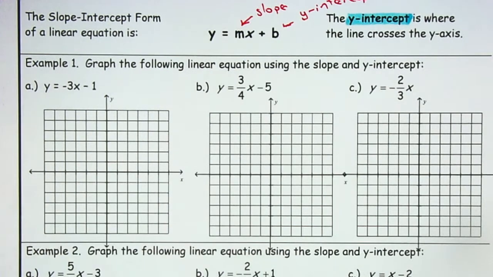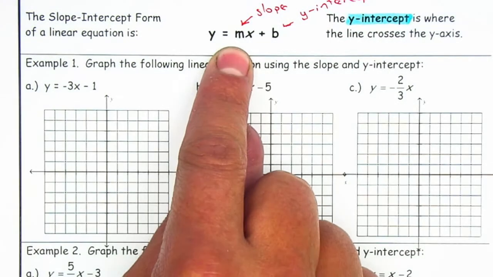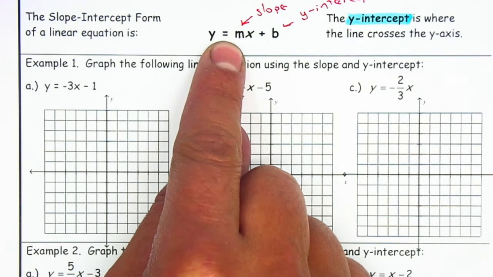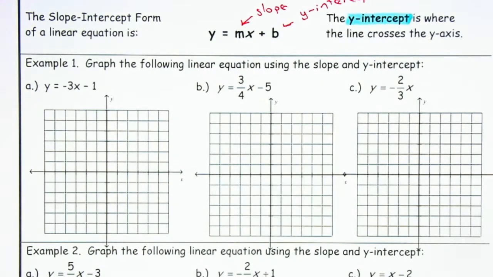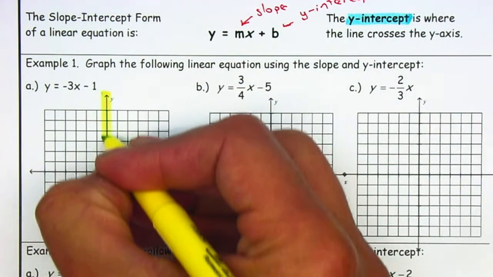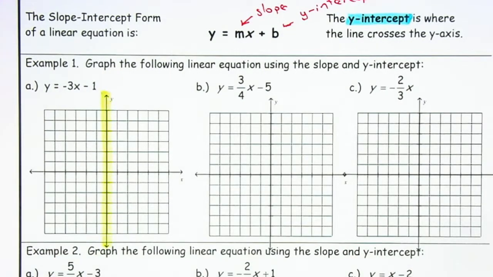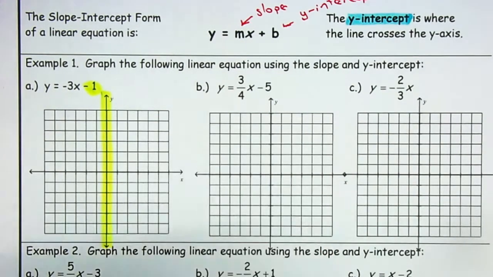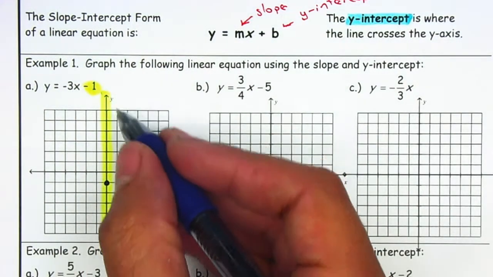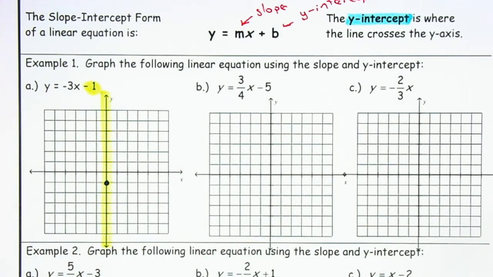So let's start with example number 1. If you notice, it's already in slope-intercept form. And we call this slope-intercept form because we have the slope and the y-intercept. So first thing I want you to do with your highlighter, I want you to highlight the y-axis and your y-intercept. The first point you're going to place is your y-intercept, which is -1. So we're going to look at -1. Your first point always has to be on the highlighted line, which is the y-axis.